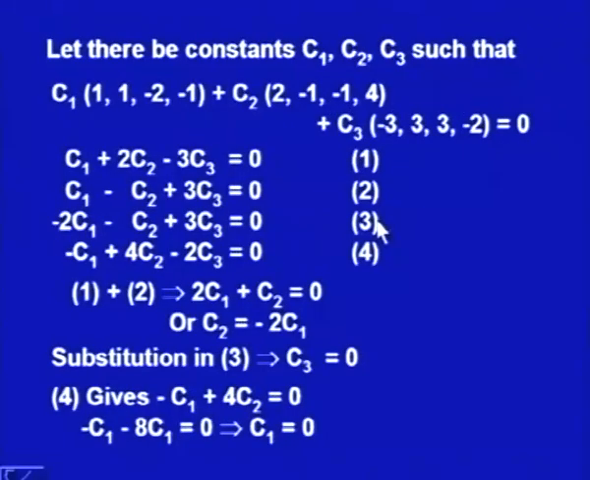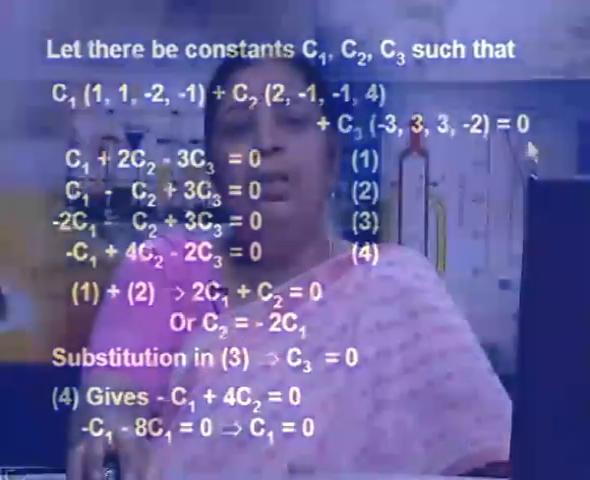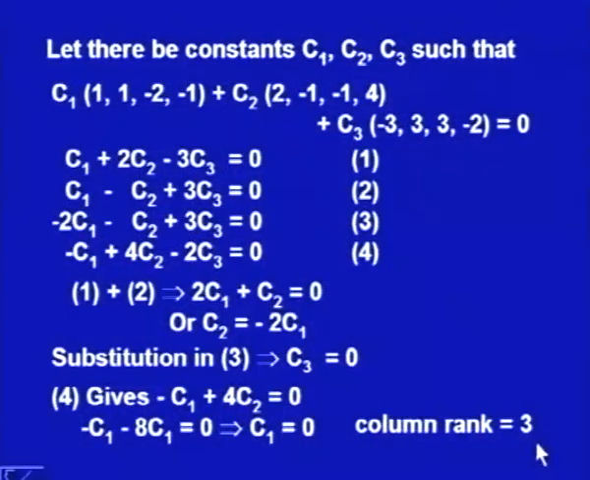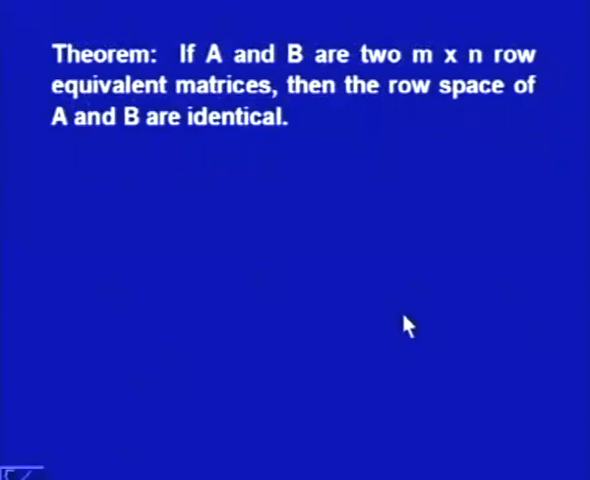So, what we have obtained is a linear combination equal to 0, and this is possible only when C1, C2 and C3 are 0, and that means these 3 vectors are linearly independent. That means they will have the column rank as 3. So, the given matrix has column rank 3.